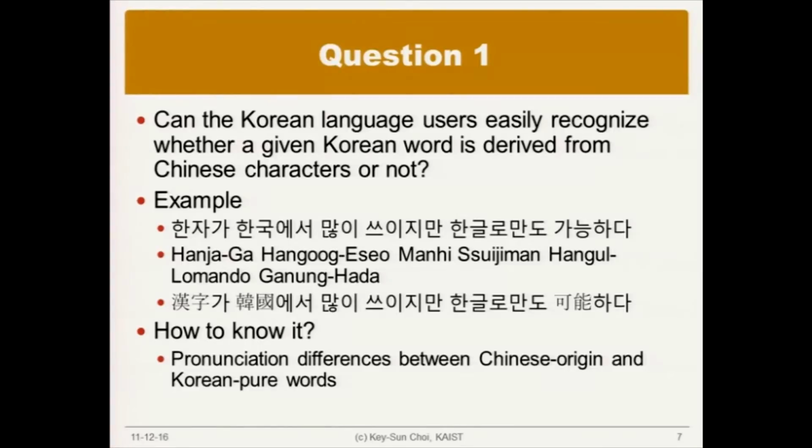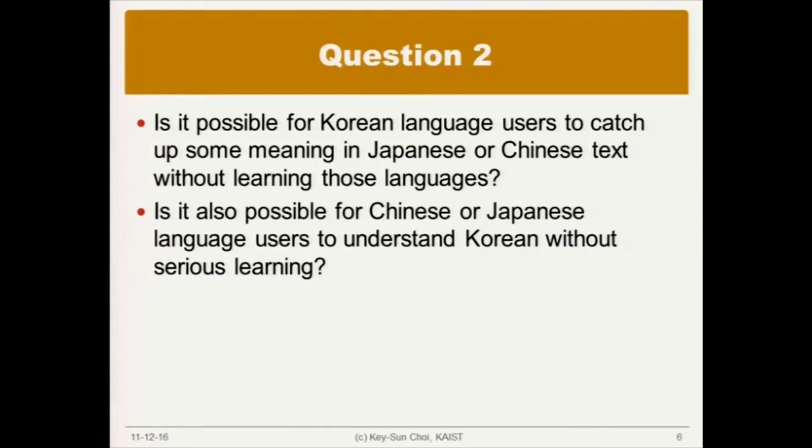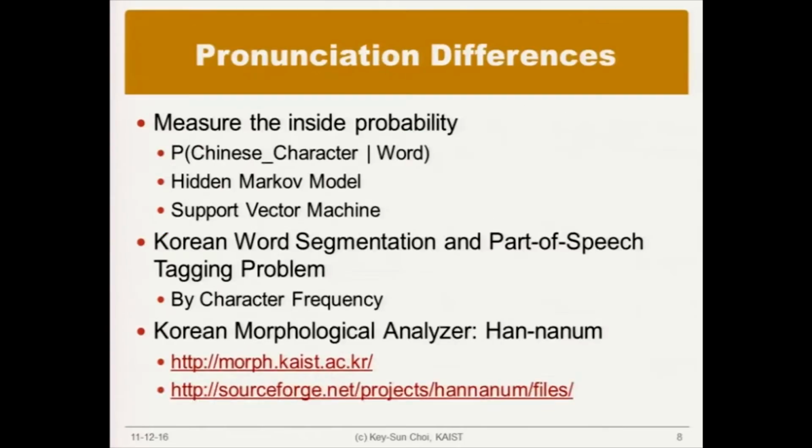So from the point of engineering, how to recognize more easily what is Chinese character driven and what is not is the current problem. And then we can easily catch up the pronunciation differences in Korean text.